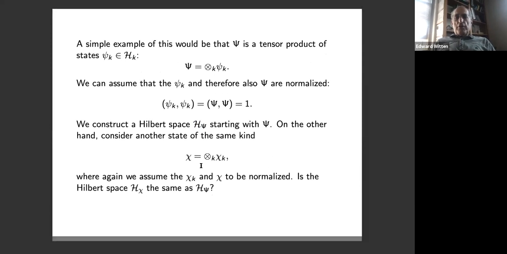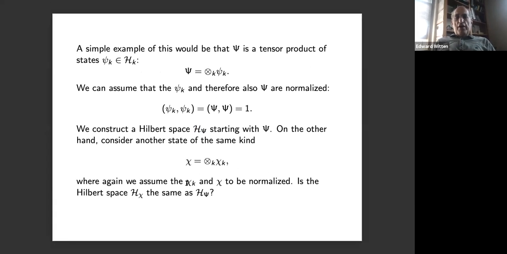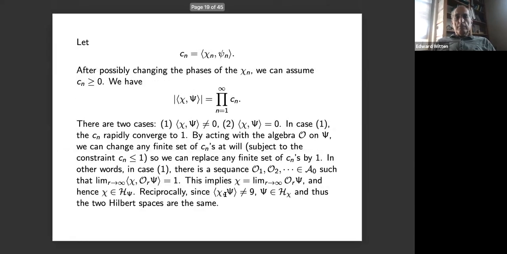On the other hand, consider another state of the same kind, where again we assume that chi_k, and chi, are normalized. Is the Hilbert space H_chi the same as H_psi? Well, let's try to take the inner product between the two states. So let C_n be the inner product of chi_n with psi_n. After possibly changing the phases of the chi_n, we can assume that C_n is non-negative. So then the inner product of chi and psi is the product over all n of the C_n's.